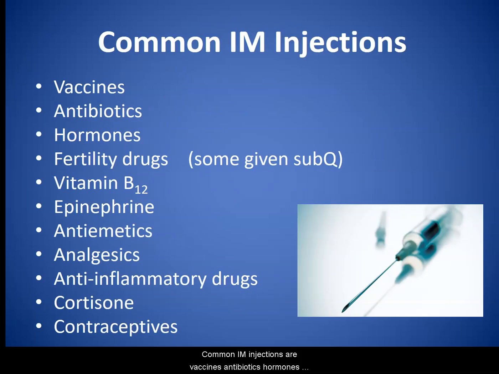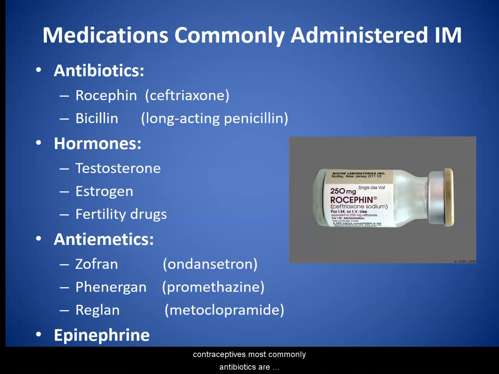Common IM injections are vaccines, antibiotics, hormones, fertility drugs, vitamin B12, epinephrine, antiemetics, analgesics, anti-inflammatory drugs, cortisone, contraceptives. Most commonly, antibiotics are Rocephin and Bicillin. Most common hormones are testosterone, estrogen, and other fertility drugs that stimulate ovulation. Antiemetics that are commonly given are Zofran, Phenergan, and Reglan, as well as epinephrine in the setting of an anaphylactic shock.